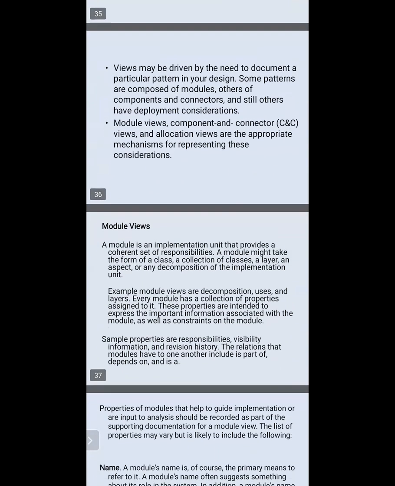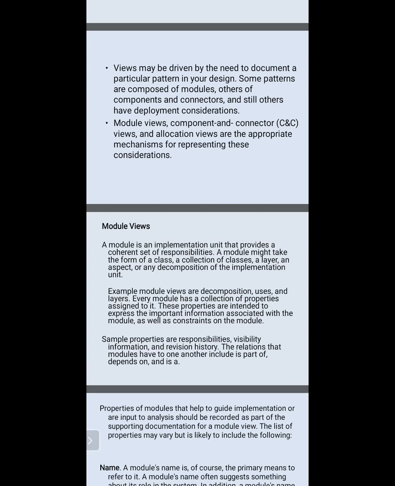If you are using the module views, those are completely based on a particular module, on whether the module is working properly or not. Another one is the component and connector view, which connects to some other module. For example, when you click some button, that button connects to some other module internally. So it checks whether the proper connections are maintained or not. And the last one is allocation views.